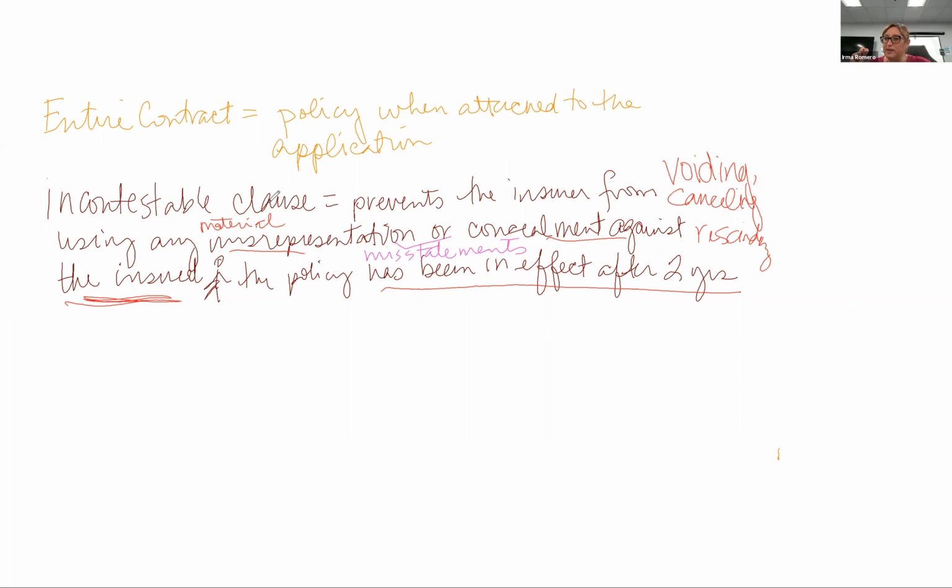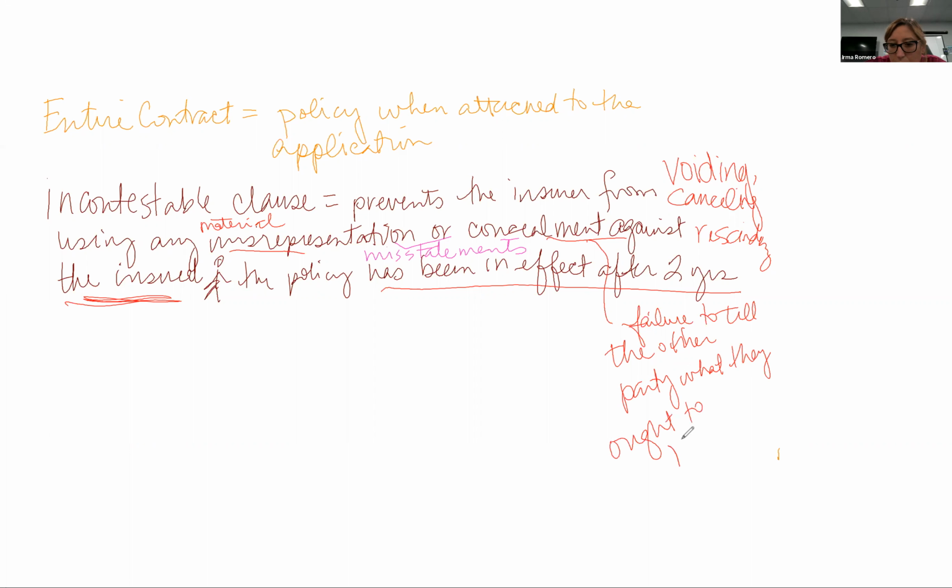I might have to get a little cheat sheet for myself, but concealment is failure. This is what it is. Are you ready? I knew if I talked, it was going to come to me. Failure to tell the other party what they ought to know with the intent to deceive. That's the definition of concealment. Actually, I'm going to write it out for you because it's part of the code of ethics. So it's failure to tell the other party what they ought to know with the intent to deceive.